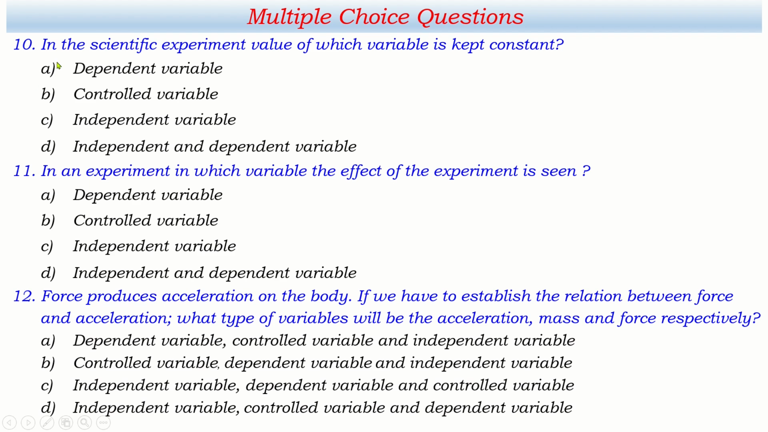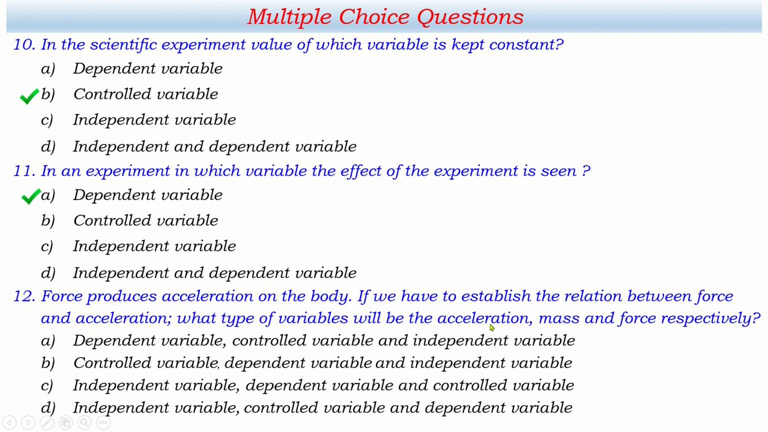Now let's go to question number 10. In a scientific experiment, the value of which variable is kept constant? Certainly the control variable. In an experiment, in which variable is the effect of the experiment seen? Certainly the dependent variable. And we are establishing the relation between force and acceleration. For this, mass should be constant. That's why mass is the control variable.